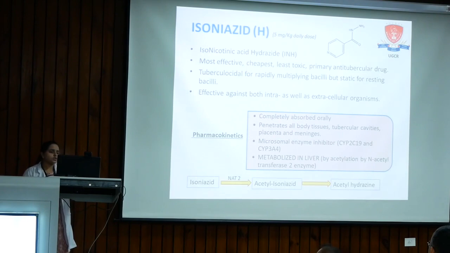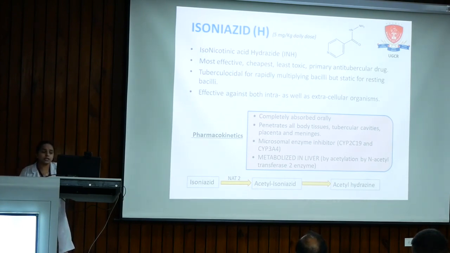Isoniazid, isonicotinic acid hydrazide, is the most effective, cheapest, least toxic primary anti-tubercular drug. It is tuberculocidal for rapidly multiplying bacilli but static for resting bacilli. It is effective against both intra as well as extracellular organisms as it can freely penetrate inside the cell and can grow in the walls of tubercular cavities.